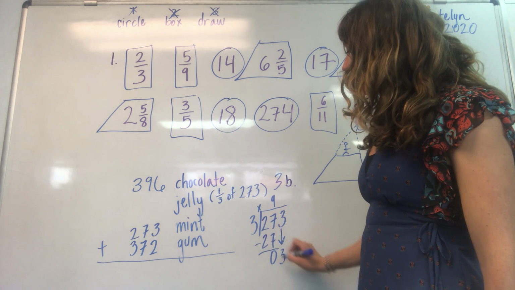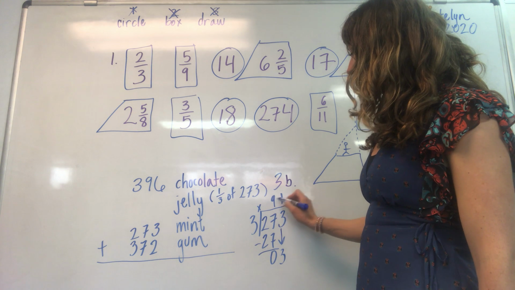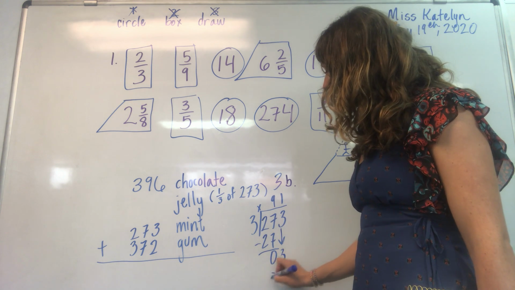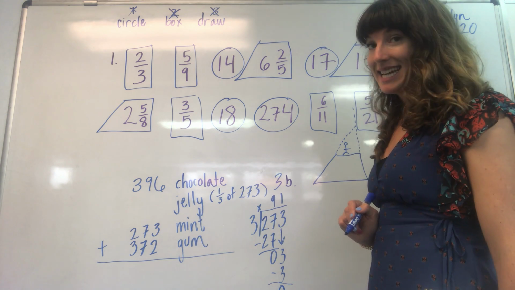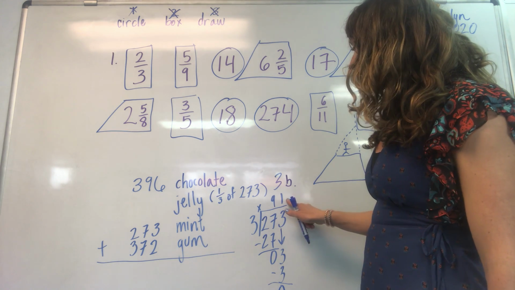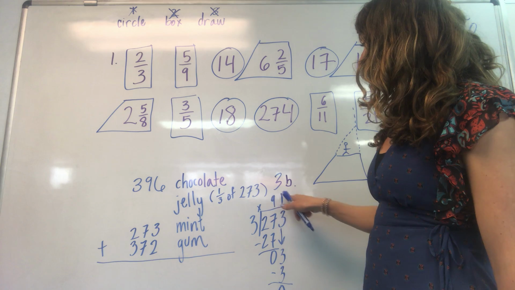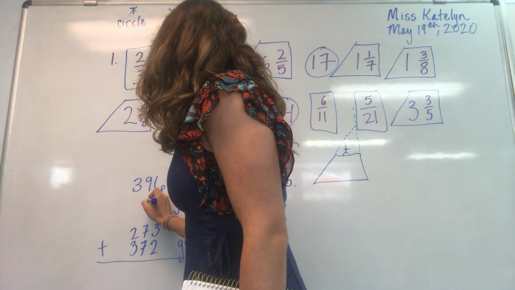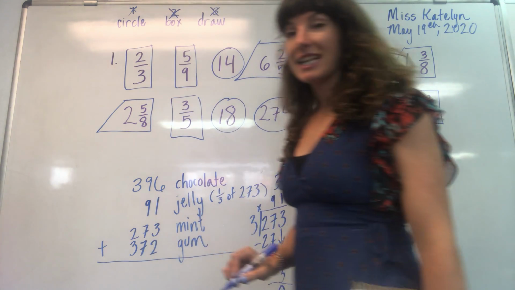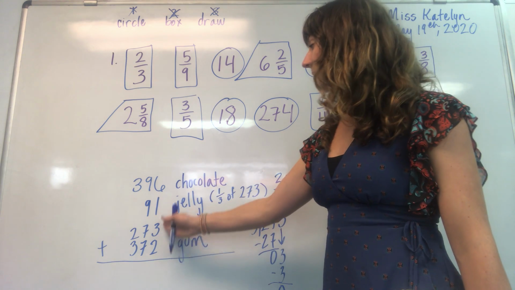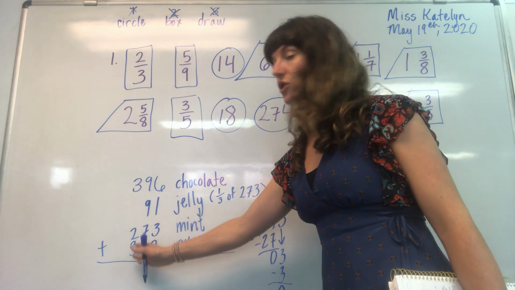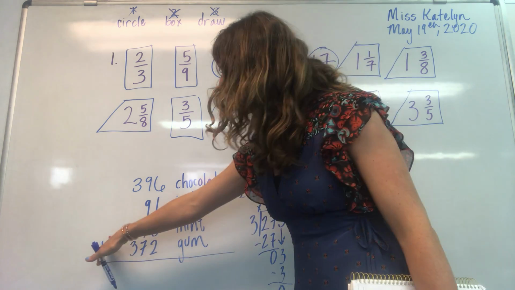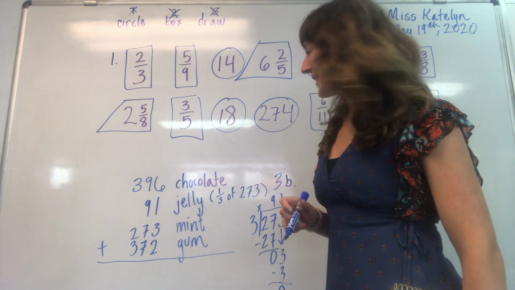3 goes into 3 one time. 1 times 3 is 3. I subtract them. Is 0 less than 3? Yes, it is. All right, so my answer for my parentheses is 91. And I put that next to it, making sure my ones places are lined up, my tens are lined up, and my hundreds are lined up. And now, boom, in all, here we go.